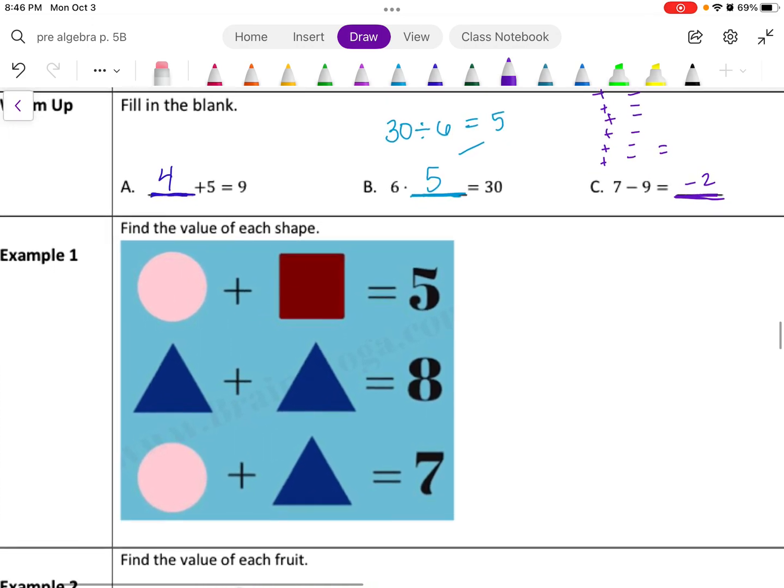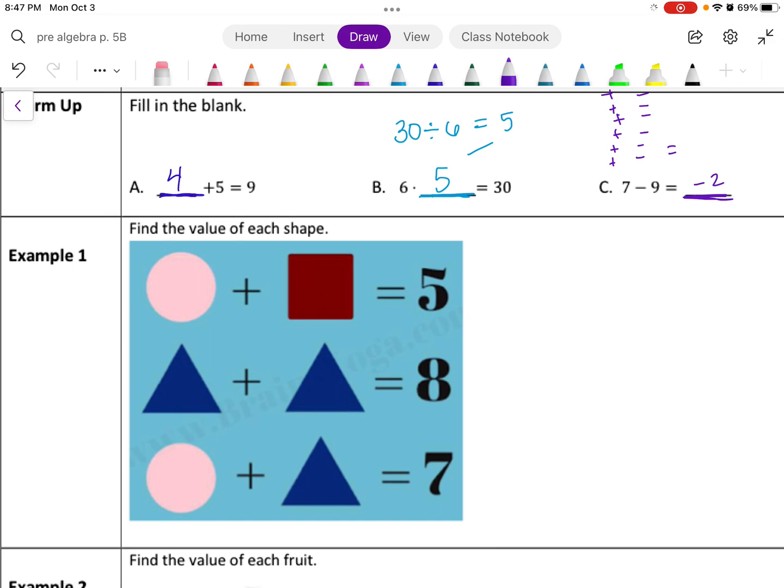Okay, so similar idea, right? We're trying to figure out what a missing or unknown value represents. So instead of filling in the blank, we're trying to find the value of each shape. So it's the same concept. We're just trying to figure out what that shape represents. What would be in that blank?